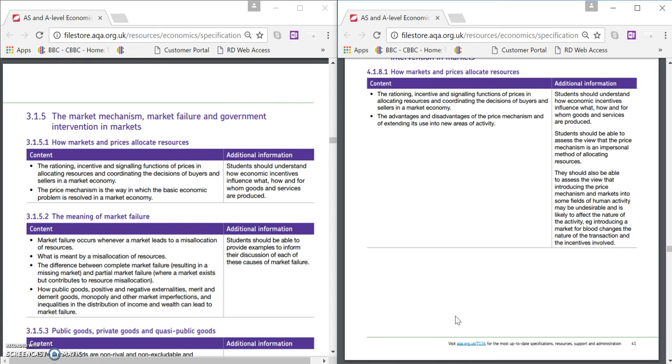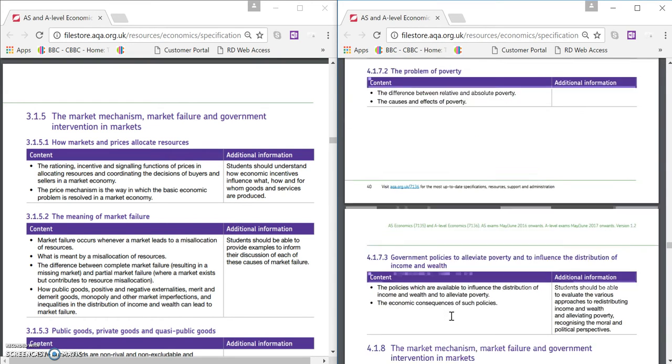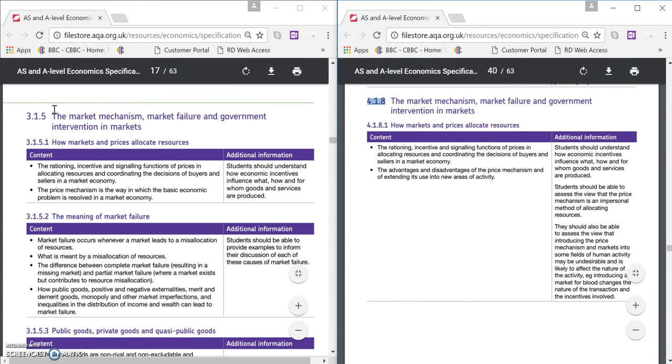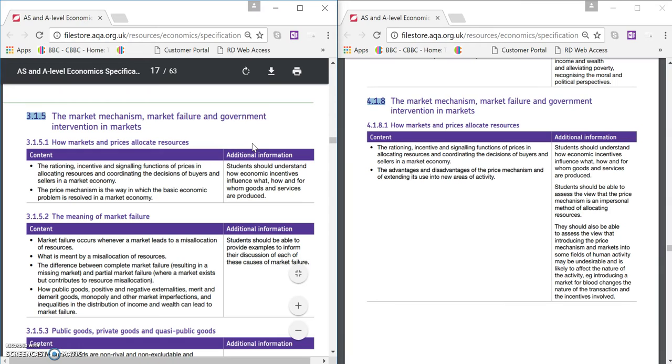Hello everyone, and welcome to the first video, a short video just covering the difference between the AS spec and the A-level spec that you've been learning with me this year. Now both specs carry quite a large area on the market mechanism. 4.18 in the A-level, it's called 3.15 in the AS.